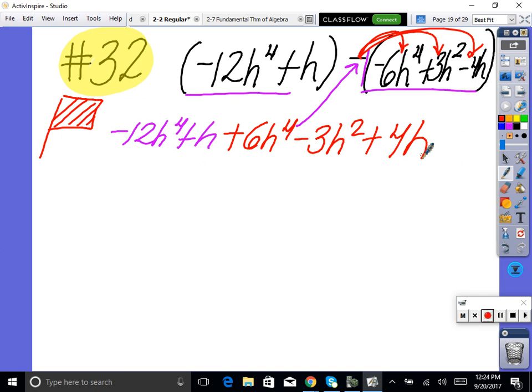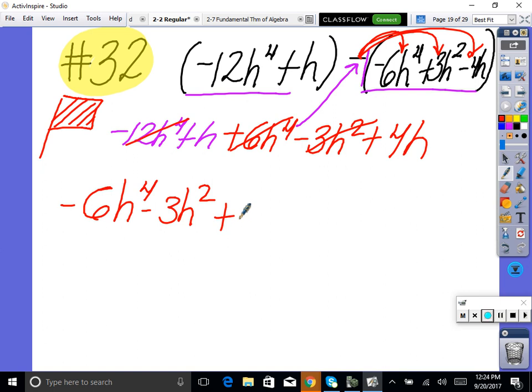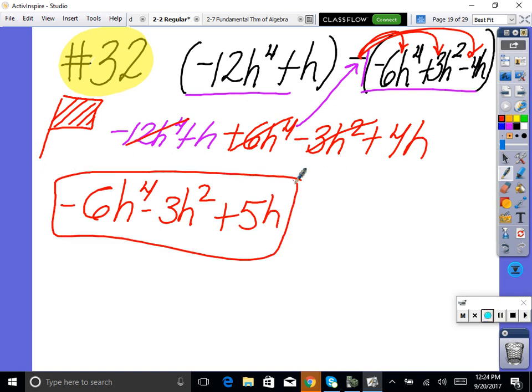Now, aren't we just combining like terms? Negative 12h to the fourth plus 6h to the fourth is, very good, negative 6h to the fourth. Negative 3h squared, oh, I forgot, no, I still got it there, I just wasn't looking. So we have negative 3h squared, right? No other h squared. 1h plus 4h is 5h. We know we can't combine any of these. They're not the same. They're not like terms.